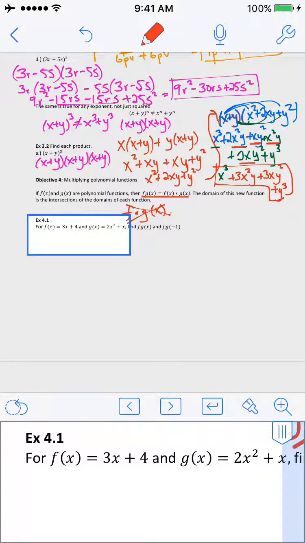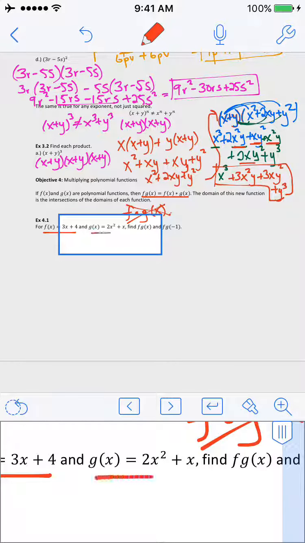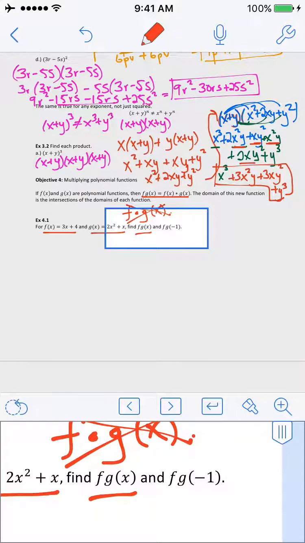So example 4.1, we have this function, 3x plus 4, and we have this other function, 2x squared plus x. We need to find the multiplication of the two functions and then evaluate that at -1. And we just did this with addition and subtraction. So I'm hoping you can remember all the way back to last class. If not, that's okay.